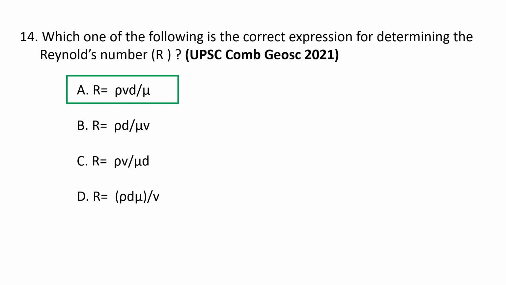The Reynolds number is calculated with the equation Re is equal to rho Vd by mu, where Re is the Reynolds number, rho is the density of the fluid, V is the velocity of the fluid, d is the diameter of the pipe, and mu is the viscosity of the liquid or fluid.